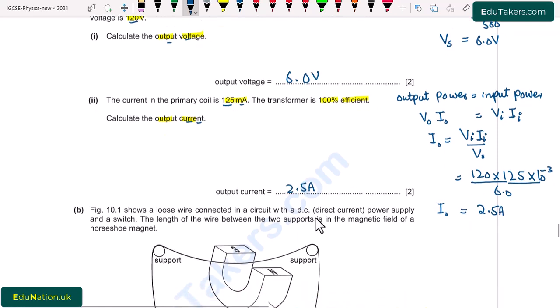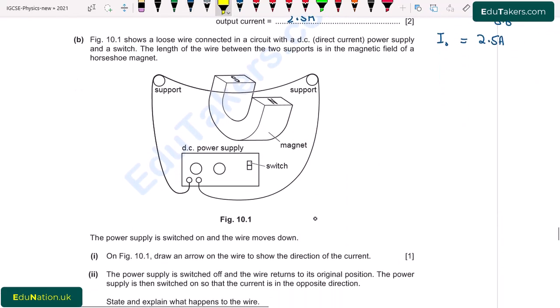Part B. Figure 10.1 shows a loose wire connected in a circuit with a DC direct current power supply and a switch. So here we can see in figure 10.1 that this is a wire, and this wire is suspended in the magnetic field. Here the north and south poles are the magnet of the magnetic field. These are the poles of the magnetic field, and both ends of the wire are connected with the DC power supply and switch. The length of the wire between the two spots is in the magnetic field of the horseshoe magnet.